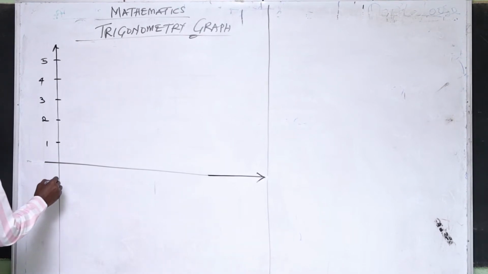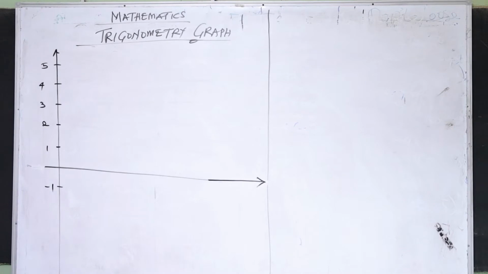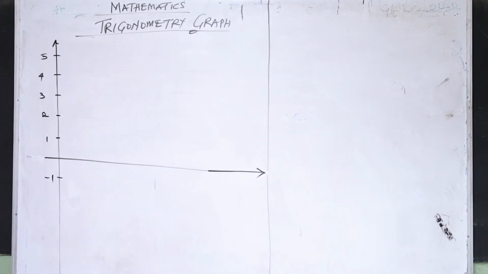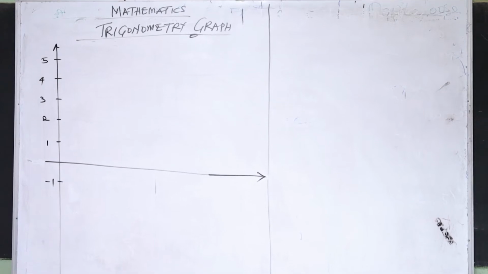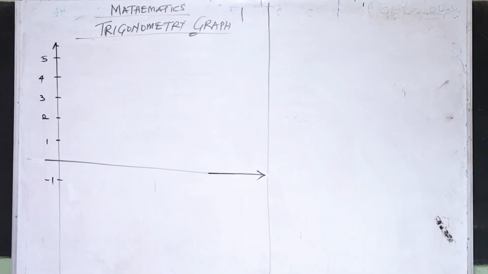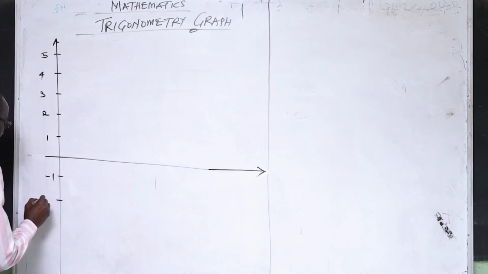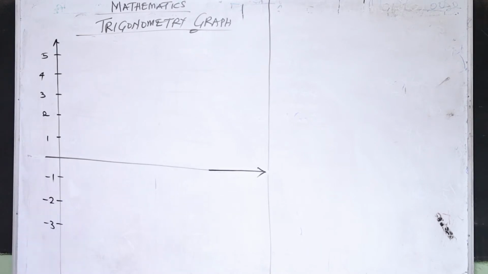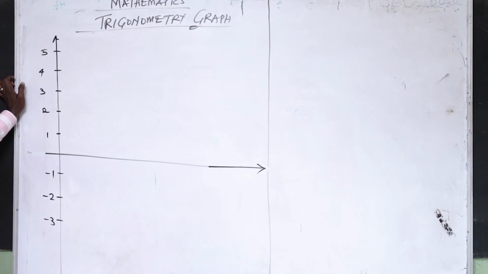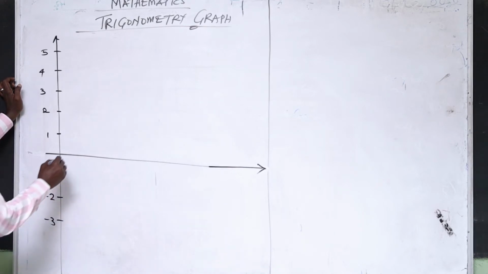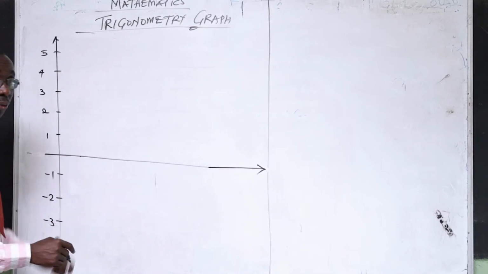Then, the values you have on the negative y-axis, what are the values? Is it minus 3? So minus 2, minus 3. All right. On the x-axis, what's the scale? X-axis, 2 centimeters to 30 degrees. Okay? And we are going to 300, yes? Yes, sir.